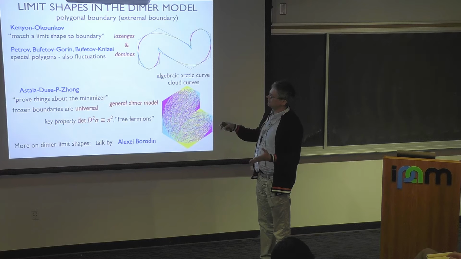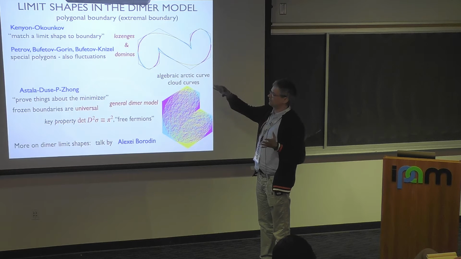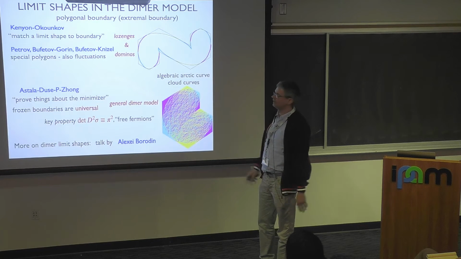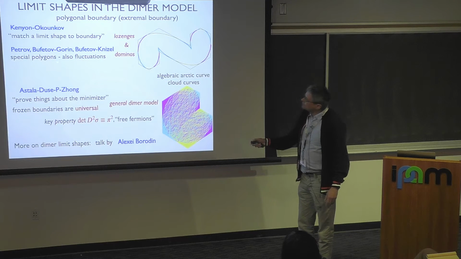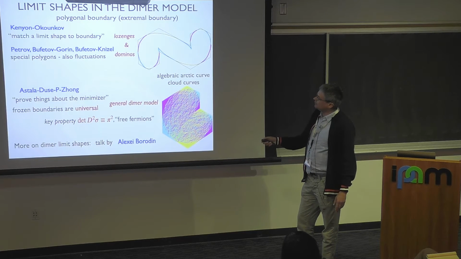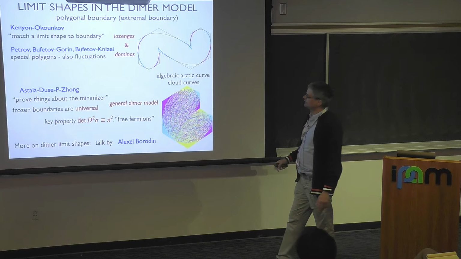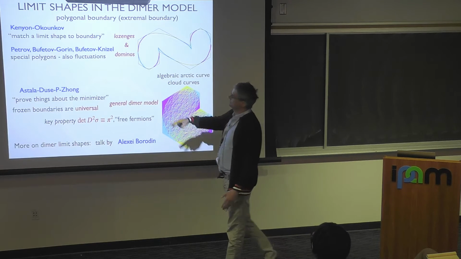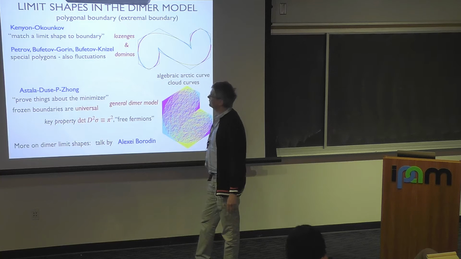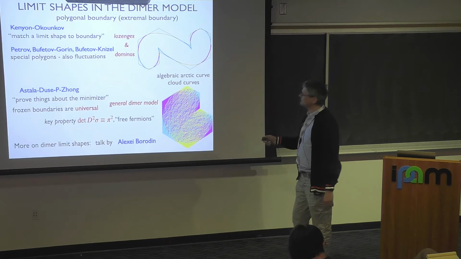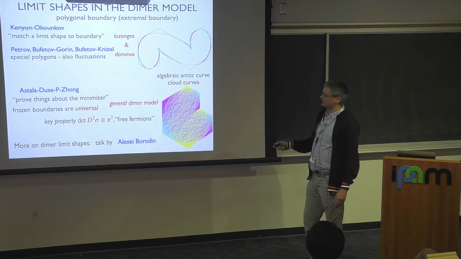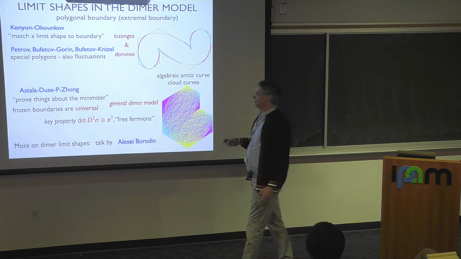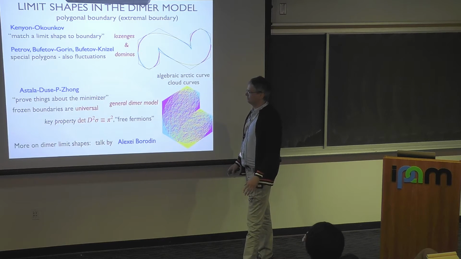Of course, there is a huge literature on this subject, but I just picked those where you allow polygonal boundary conditions with arbitrarily many sides. There might be more. So there is work by Petrov, Bufetov, Gorin, and Bufetov, Knizel for lozenges and dominoes, where they can actually also prove the fluctuations. And then we studied this variational problem with Astala, Duse and Zhong from a little bit different point of view.